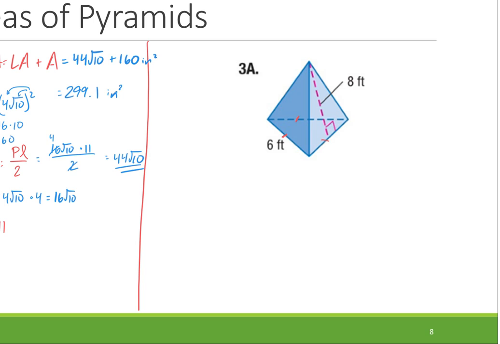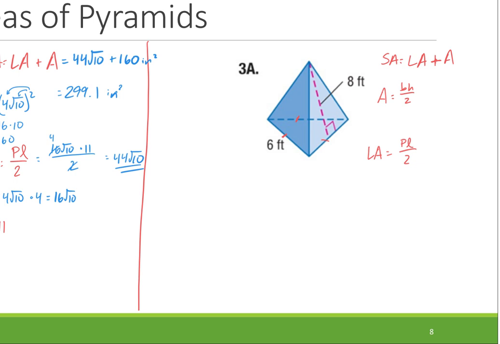So over here, I'm going to write my equations. I always like to write my equations to just kind of keep me grounded. Oops, that's a plus sign. So I need the area of my base and my lateral area. Lateral area is the perimeter times the slant height divided by 2. And I have a triangle down there, so the area of my base is going to be base times height divided by 2.